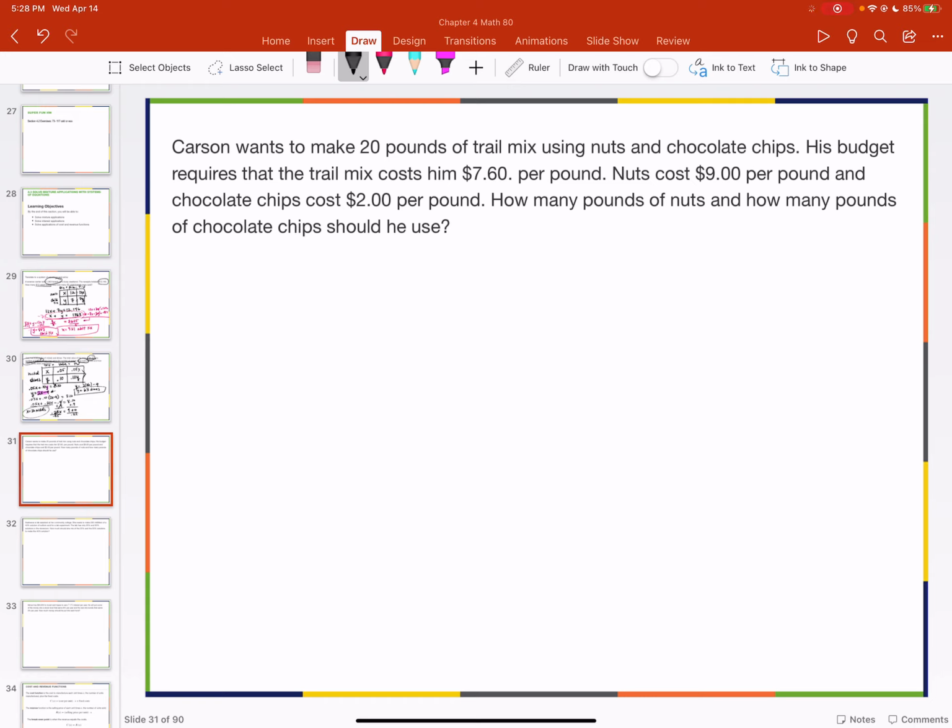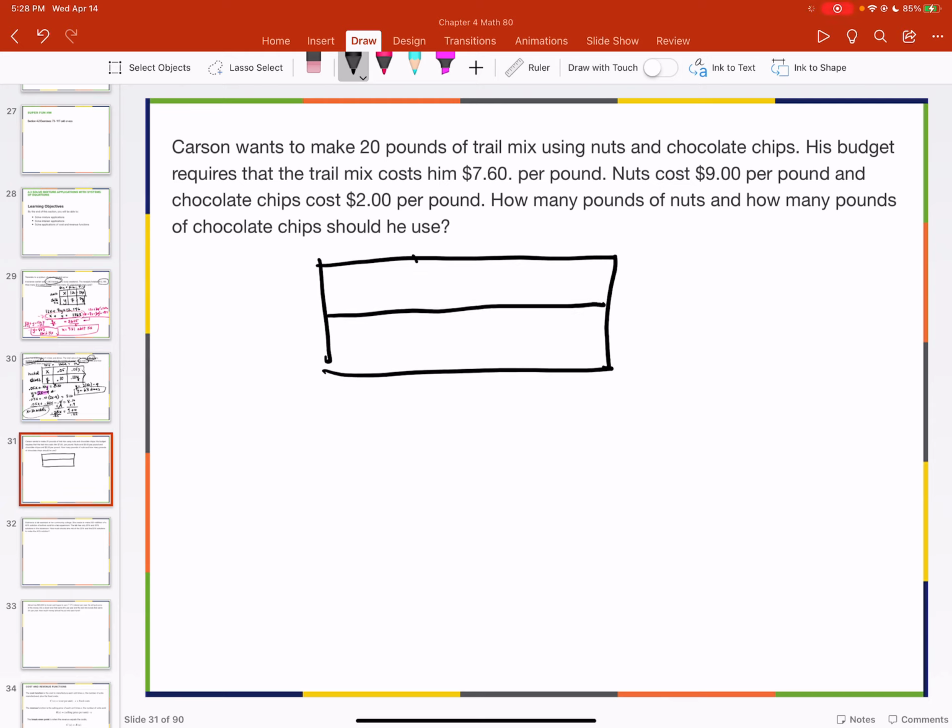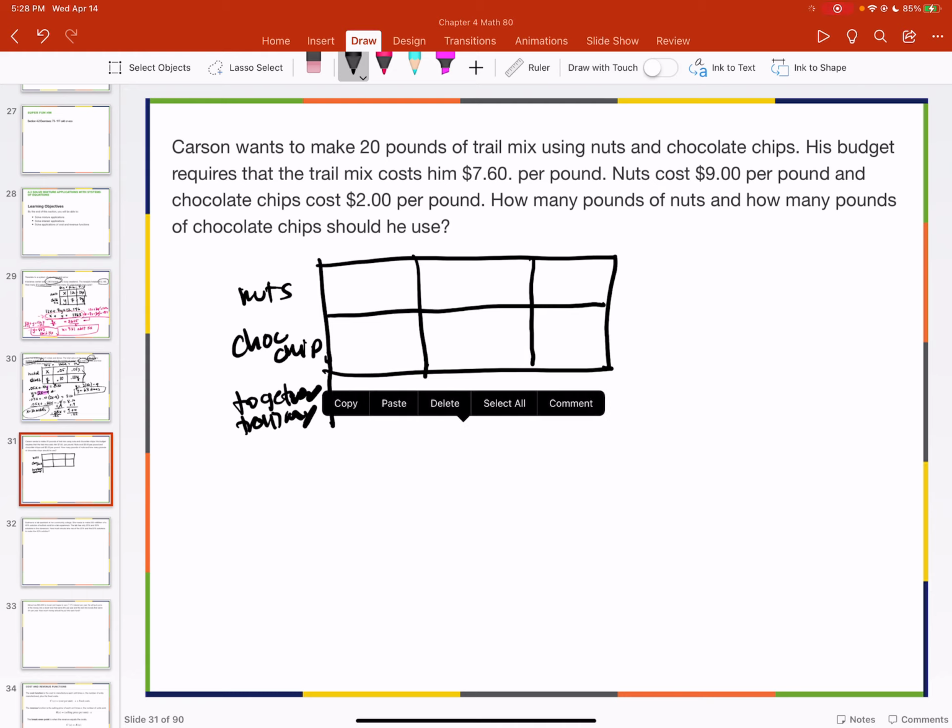So notice we've been using these little chart things. Carson wants to make 20 pounds of trail mix using nuts and chocolate chips. Okay, so we have nuts, we have chocolate chips, and then we have together, the trail mix that he makes. So we have quantity times cost, or unit price, equals total cost or total value.